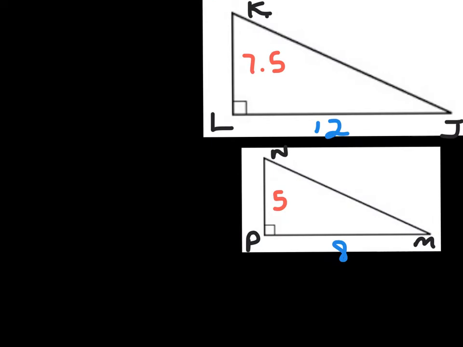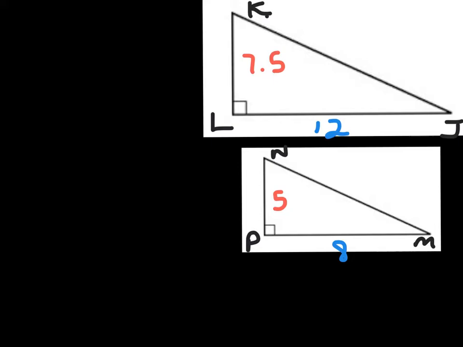So here's example 1. We have triangle LKJ and PNM. Obviously they're different sizes. LK is 7.5 and PN is 5. So this triangle is going to be bigger than this triangle. Our directions are asking us whether or not these are similar triangles. In order to do this, we're going to have to set up a proportion with corresponding sides.